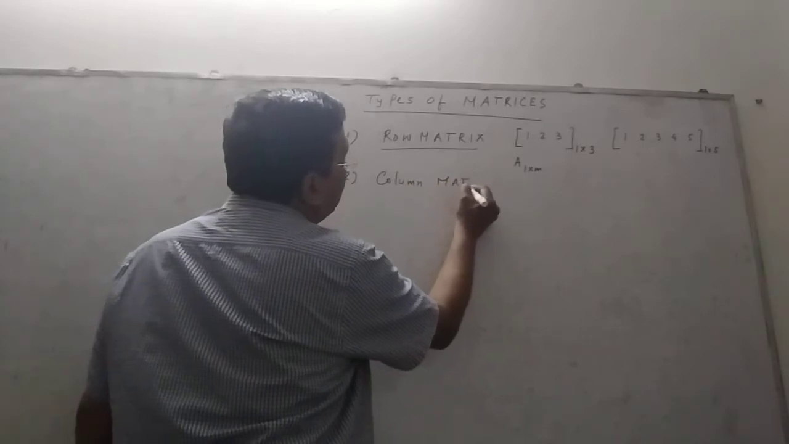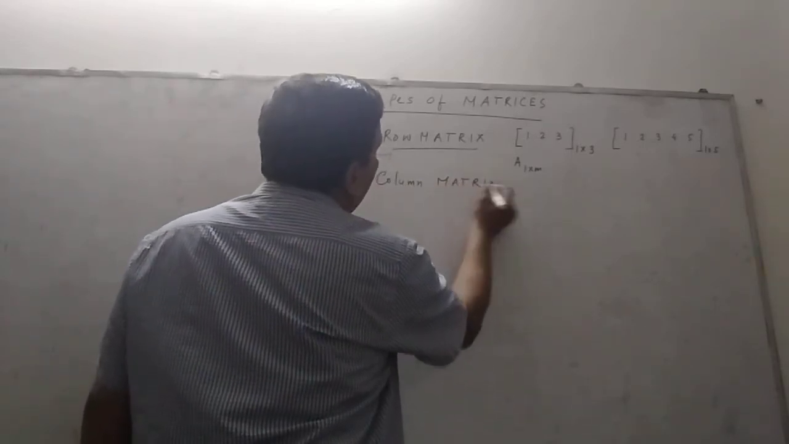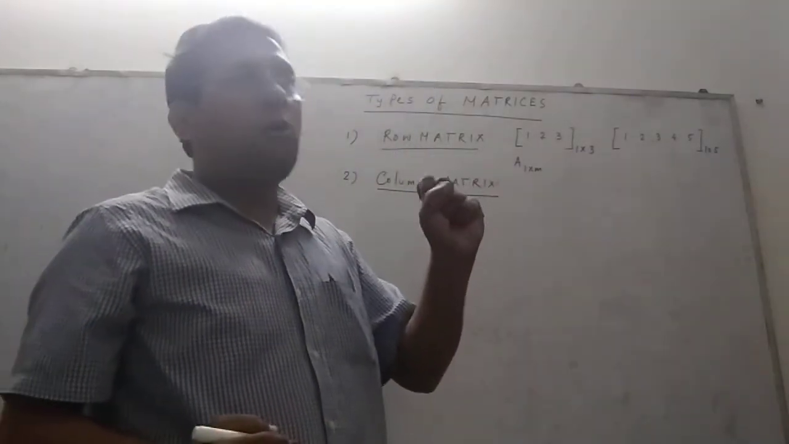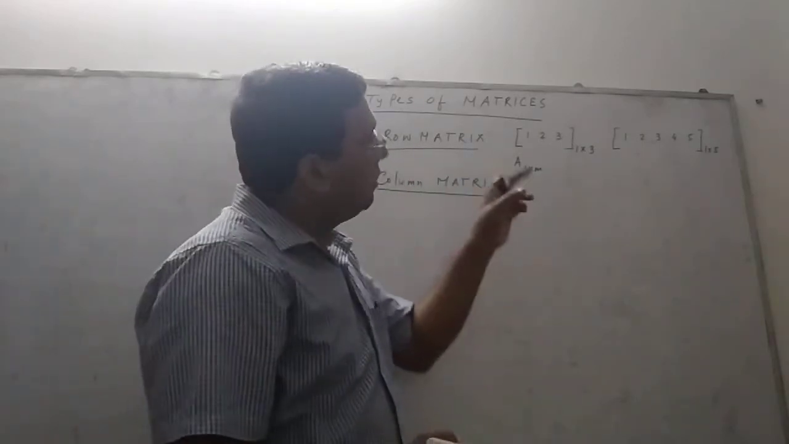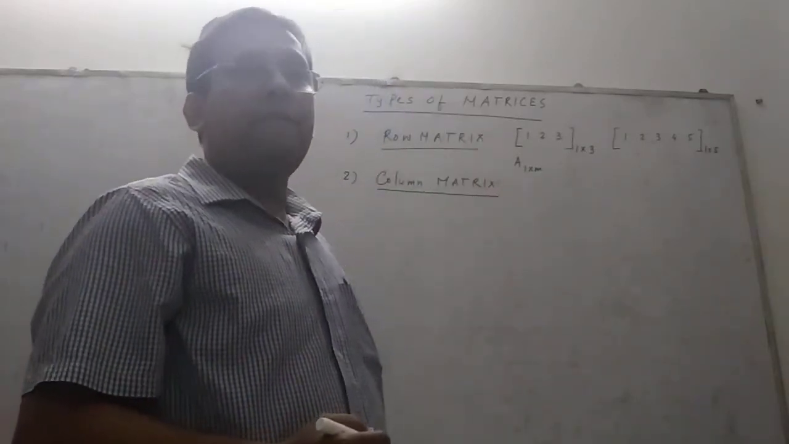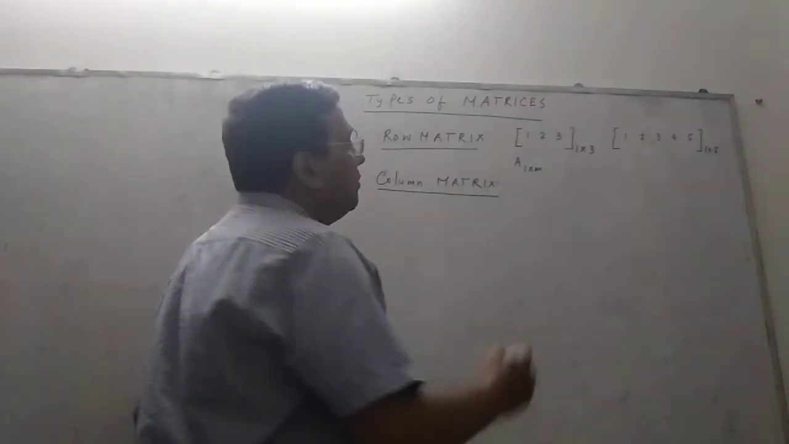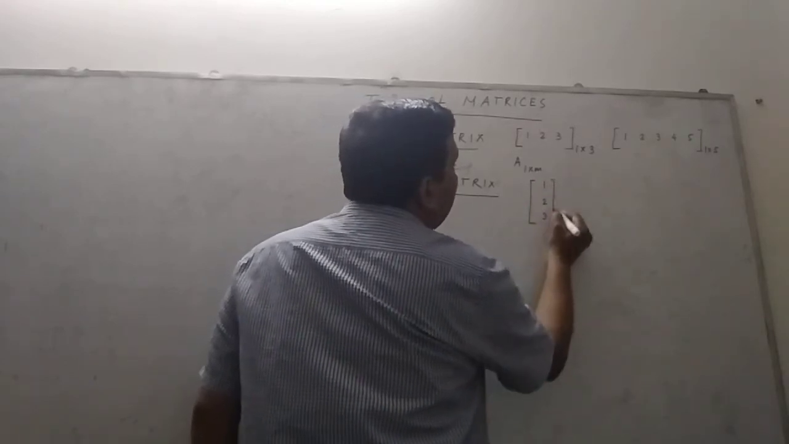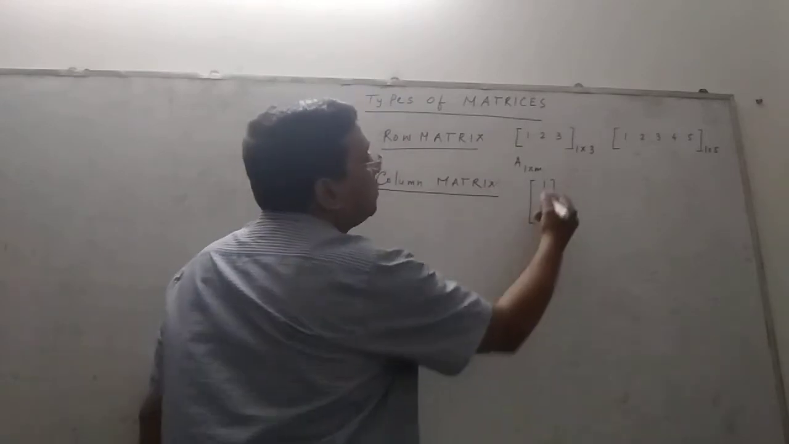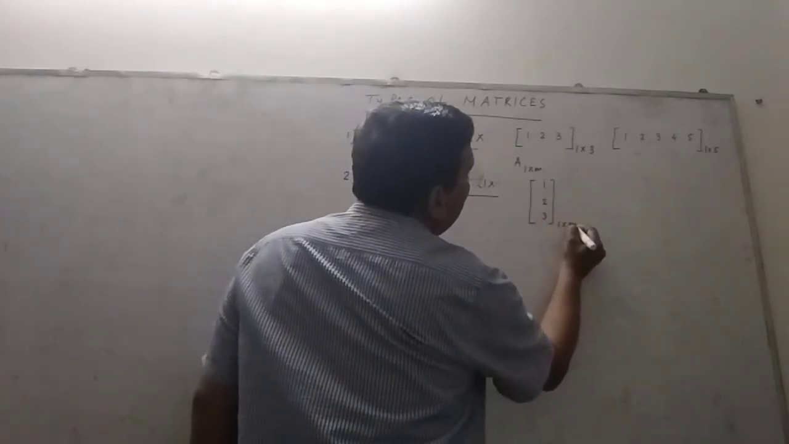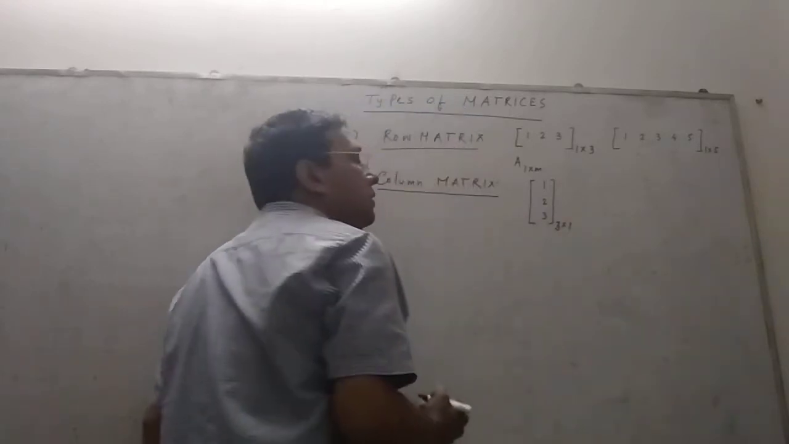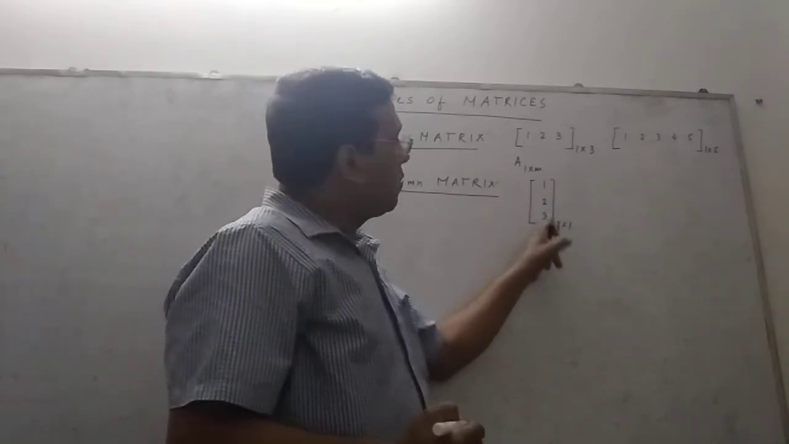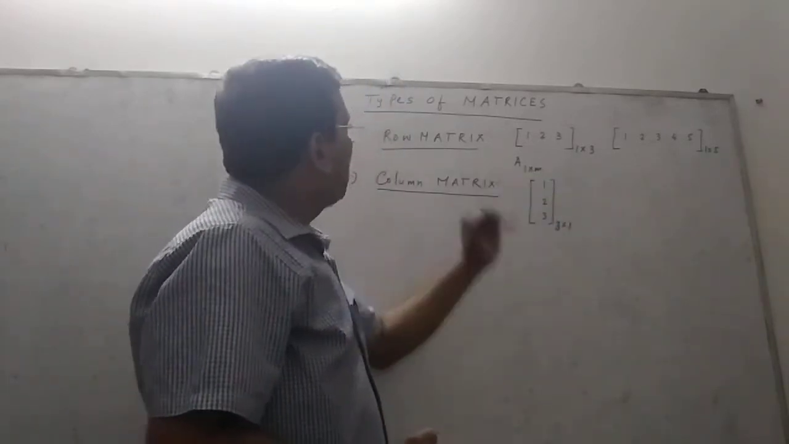Next is column matrix. Now, what is column matrix? Again, like the row matrix, if the matrix is consisting of m number of rows and only one column, then that matrix is called column matrix. For example, I can write this way: 1, 2, 3. So this matrix order is 3 into 1. 3 into 1 means it has 3 rows: row 1, row 2 and row 3, and column is only 1. So this is called column matrix.